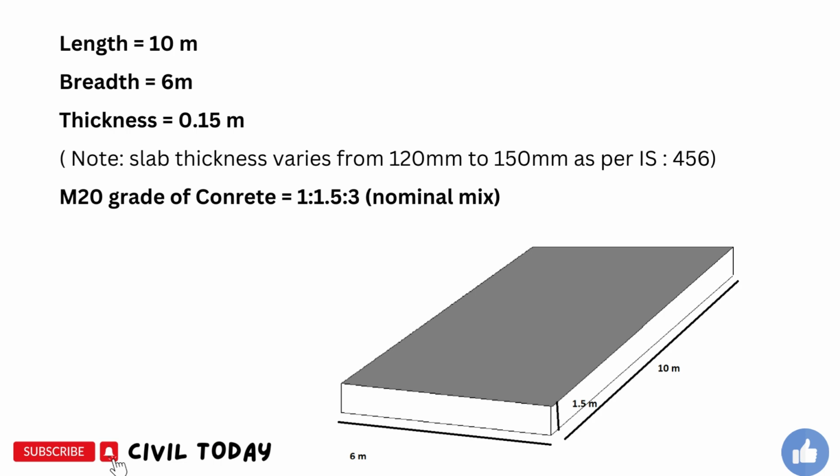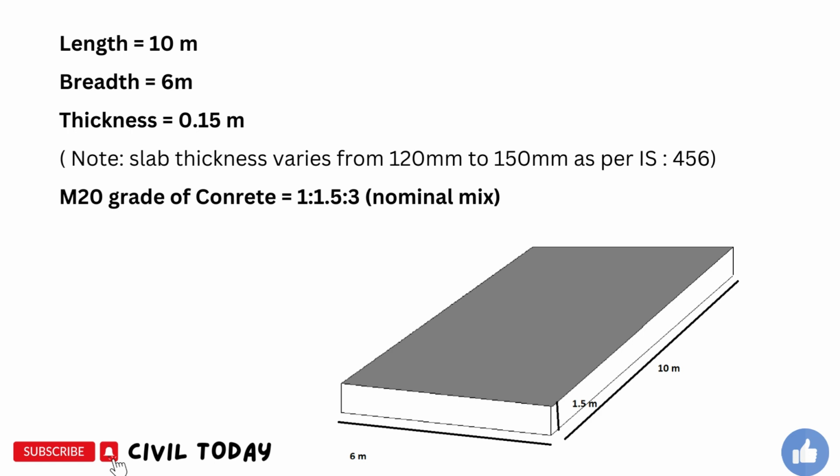Firstly, as you can see, I have taken a sample slab of length 10 meters and breadth 6 meters, and thickness of the slab is 0.15. If we convert it to mm, it will be 150 mm. As per IS 456, the thickness of a slab varies between 120 mm to 150 mm. We should note this point so that we can calculate properly.